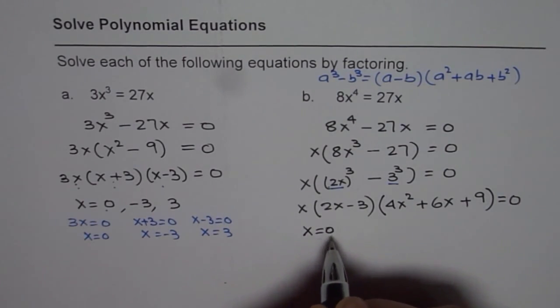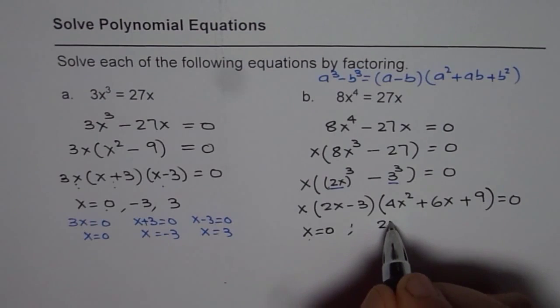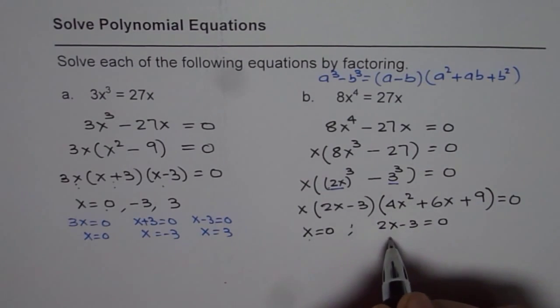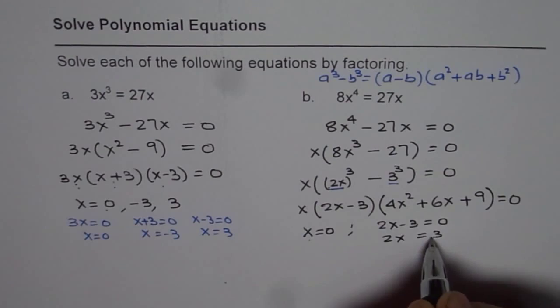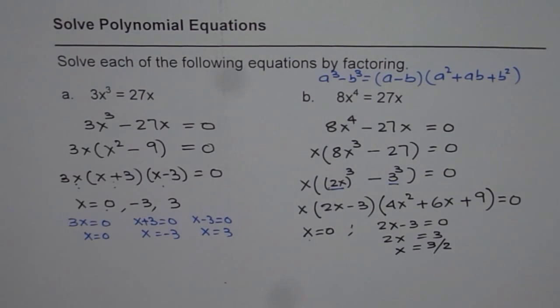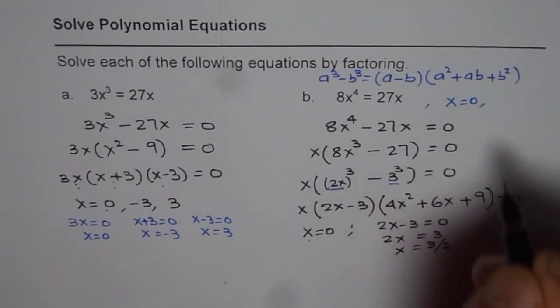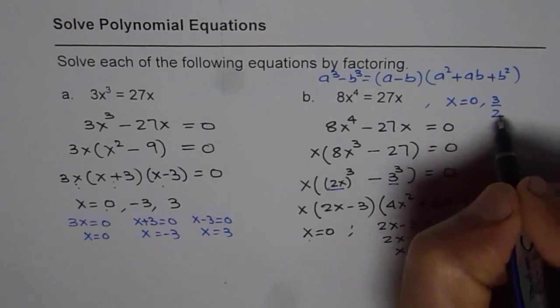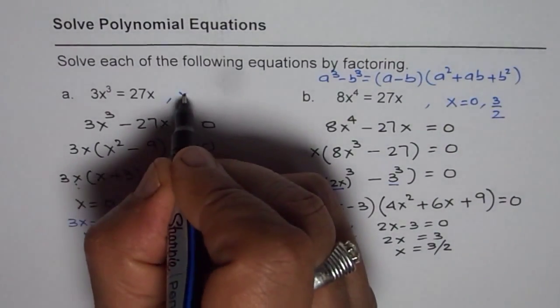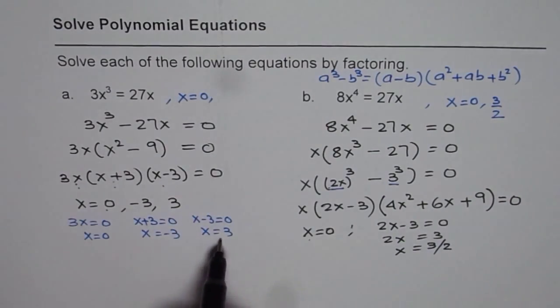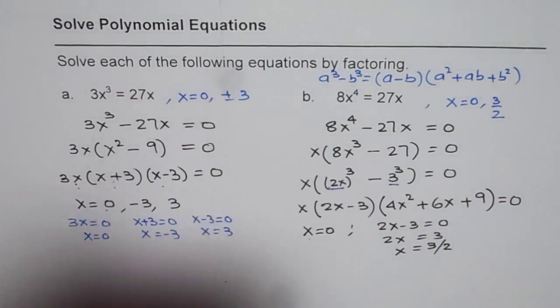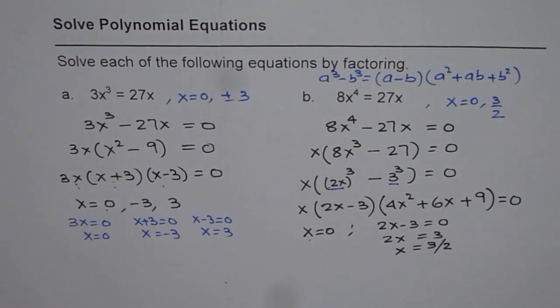So x equals 0 is one solution. The other one is when 2x minus 3 is equated to 0, we get 2x equals 3, or x equals 3 over 2, right? So we have two solutions for this equation: x equals 0 and x equals 3 over 2. And for the first equation, we have solutions x equals 0, minus 3 and plus 3. These are the solutions for our equations.